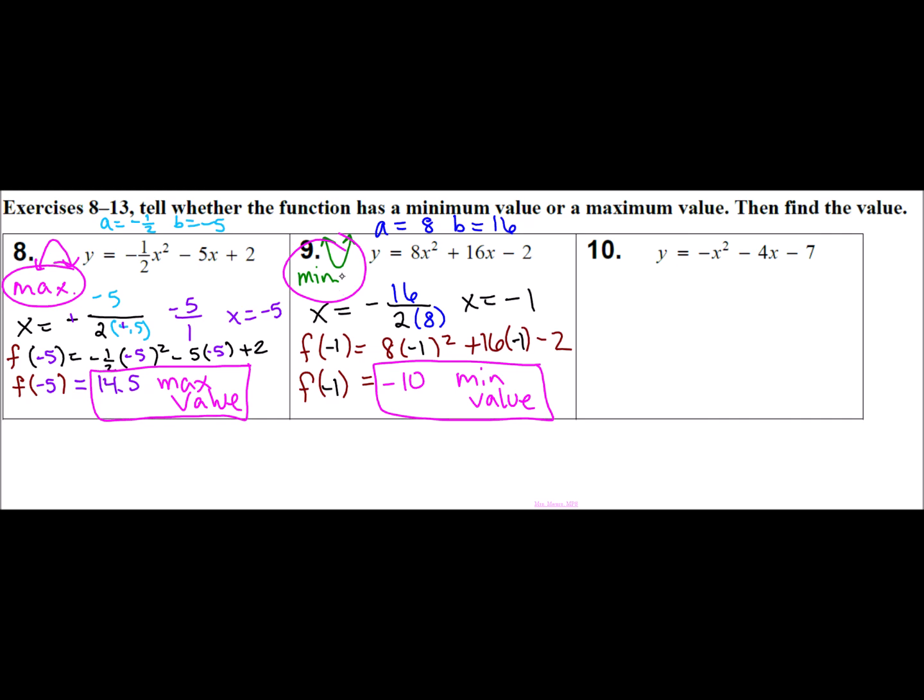All right, so it's a minimum value because this parabola opens up, so it's got to have the lowest point. When you find the x value, substitute that back into your equation given to you. Use PEMDAS on the right side, and then when you get your output, when your input is -1, your output is -10, which means your minimum value is at -10.